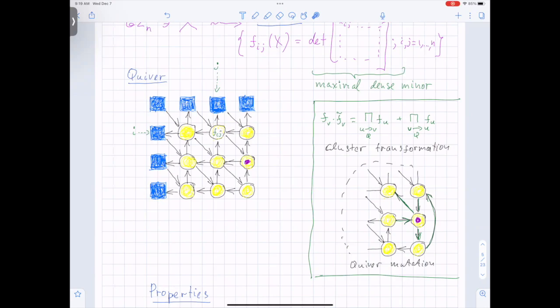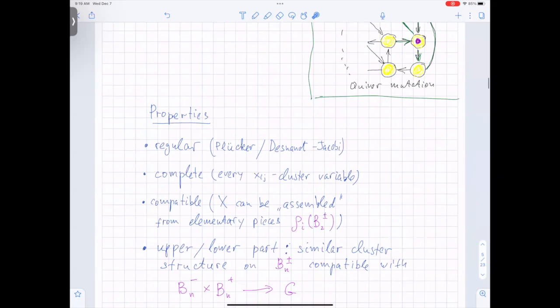All right. So let's look at the properties of this particular cluster structure. So first of all, it's regular, as I said.